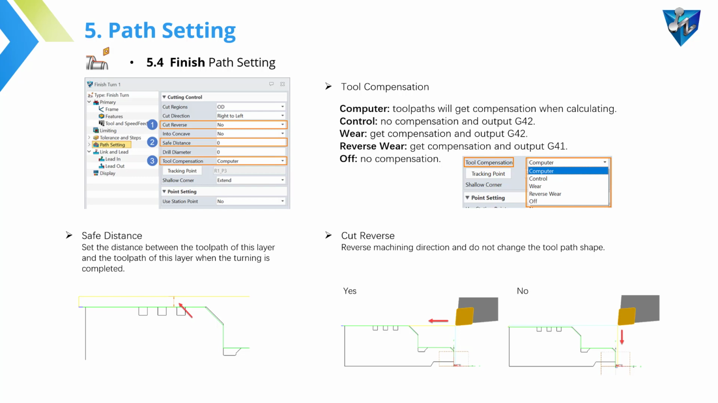Now, let's talk about safe distance. This is the distance you set between the toolpath of one layer and the toolpath of the next layer once the turning process is completed. Lastly, we have cut reverse. This feature allows you to reverse the machining direction without altering the shape of the toolpath.